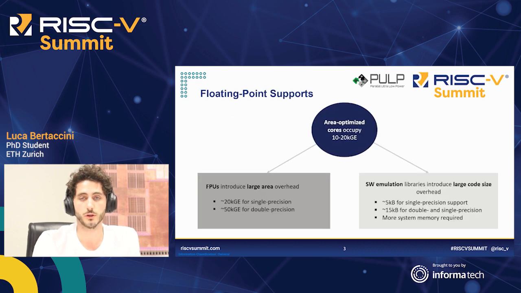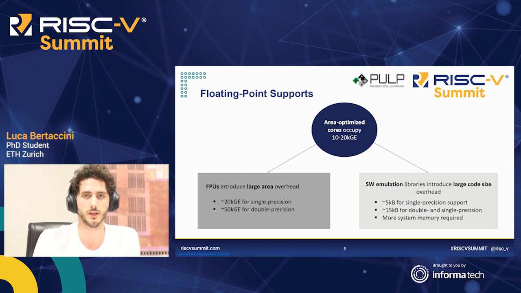Small, area-optimized cores occupy 10-20 kilogates. And we have two solutions if we want to support floating point arithmetic: either add a floating point unit, so as to support them via hardware, or have some software emulation functions that will emulate the floating point instructions on the integer data path.